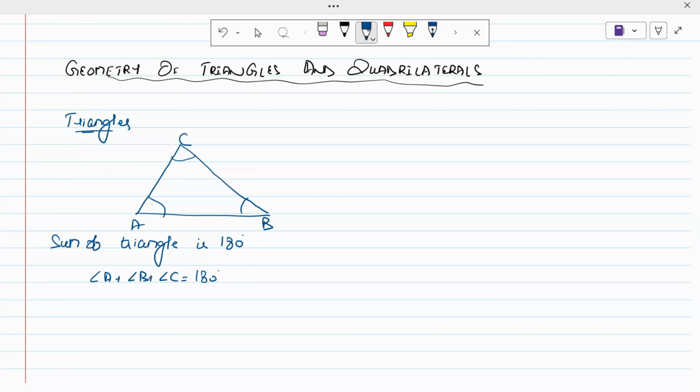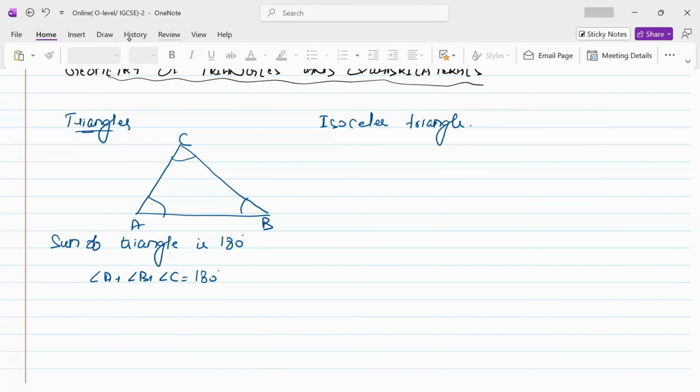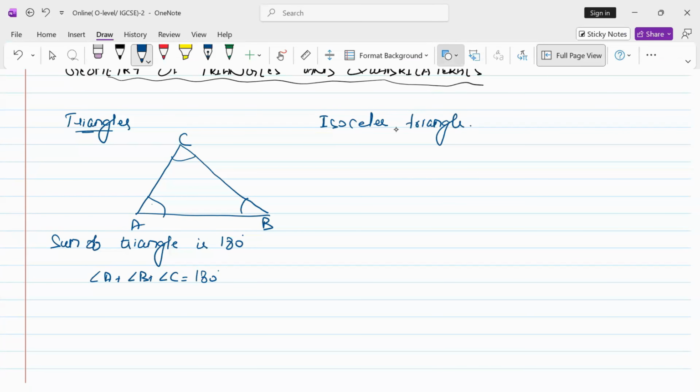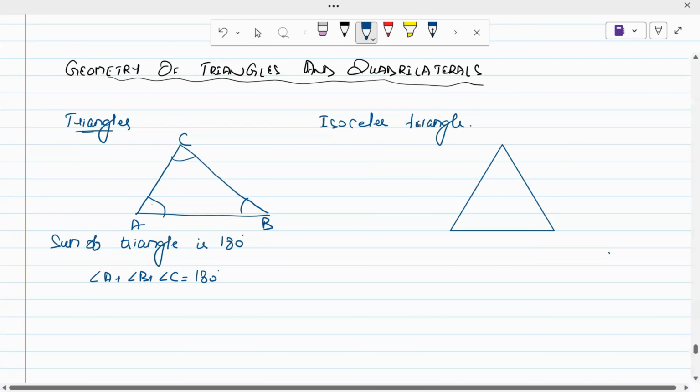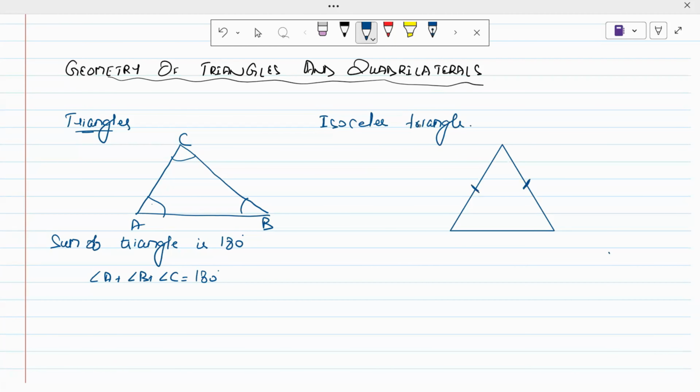And then in triangles, we have a few special types of triangles to be remembered. One of those special triangles is the isosceles triangle. So isosceles triangles are the ones in which we have two angles or two sides the same. And the indication for an isosceles triangle is we see this dash sign. So these dashes on the two sides indicate that the two sides are equal.